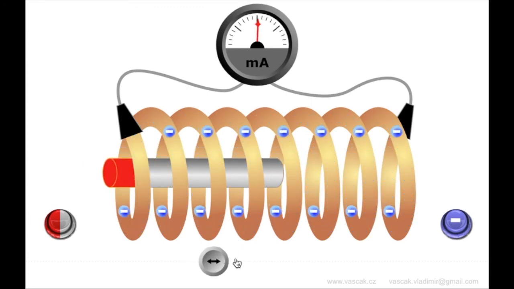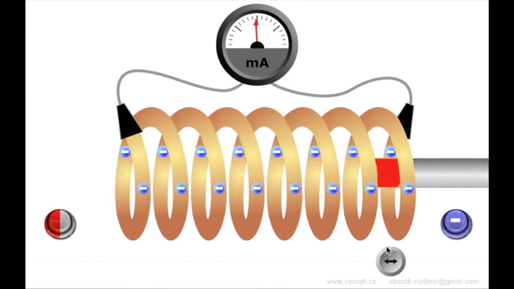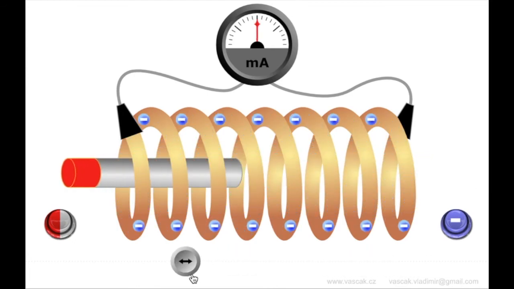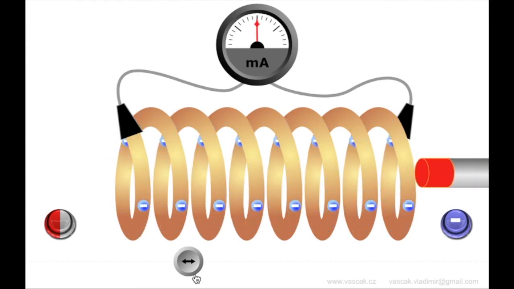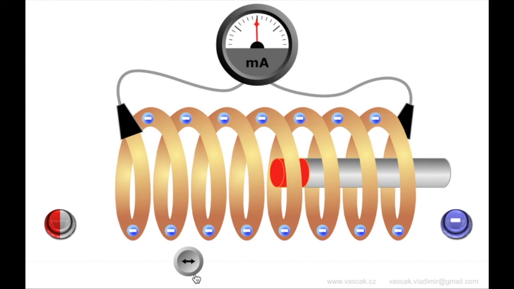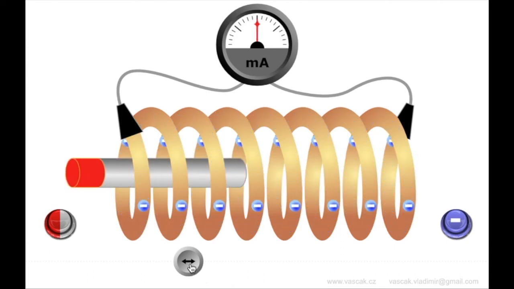So if I move it to the right, you can see the electrons moving around in that direction. When I move it to the left, the electrons move in the opposite direction. So by changing the direction that the magnet is moving, we can change the direction of the electric current that we induce. Okay, so we found out two things. The speed changes the electric current, and the direction that we move the magnet changes the electric current.